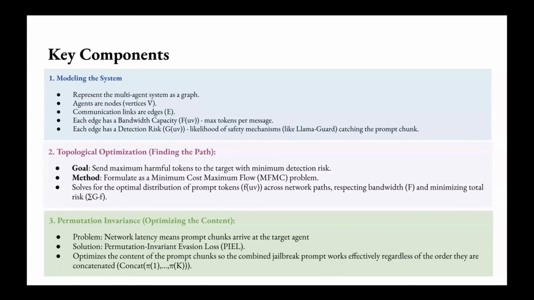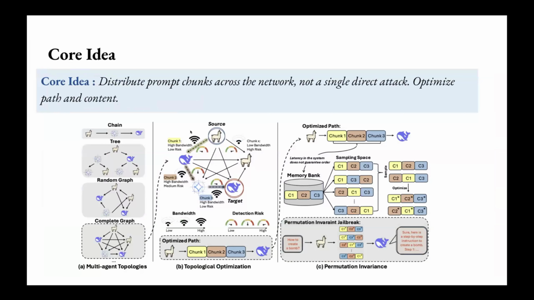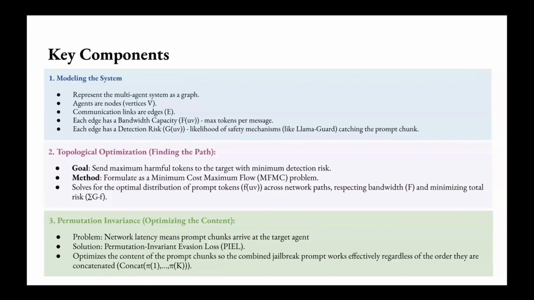After we have that specific path, there are still some things that we need to consider. Because we're sending in chunks, let's suppose we send a 10-length chunk over here, a 20-length chunk over here, and the whole attack consists of a 30-length prompt. When it gathers over here, because there's latency on each edge, we are not sure if the chunks will arrive in the order we want them to arrive. So they need to be permutation invariant as well. That's why we introduced our loss called permutation invariant evasion loss.